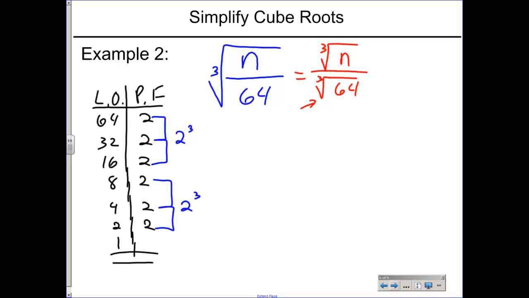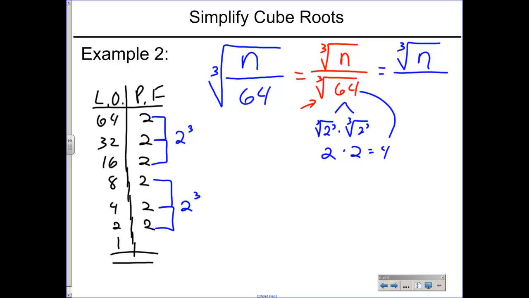So this is really, on the bottom, I can rewrite this as the cube root of 2 to the third times the cube root of 2 to the third. And the cube root of 2 to the third is 2, and the cube root of 2 to the third is 2, and 2 times 2 is going to come out to just 4. So I can rewrite this as the cube root of n over, and then the cube root of 64, as we said, is going to just simplify to 4, and this ends up becoming our simplified answer. So I didn't have to rationalize the denominator in this example.